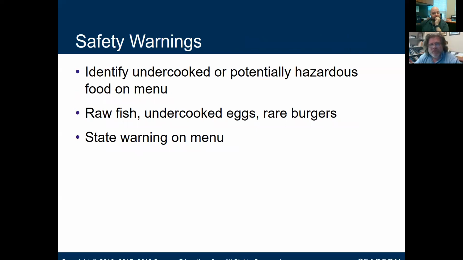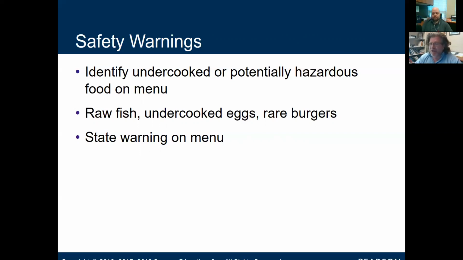So we also have to put safety warnings on our menu. If you want to order a sunny side up egg, you can. But the menu has to say consumption of undercooked food is potentially hazardous. You're required by law to do that. Same thing with hamburgers. Your guests have the freedom to make these choices, even if they're bad choices, but they have to be informed.